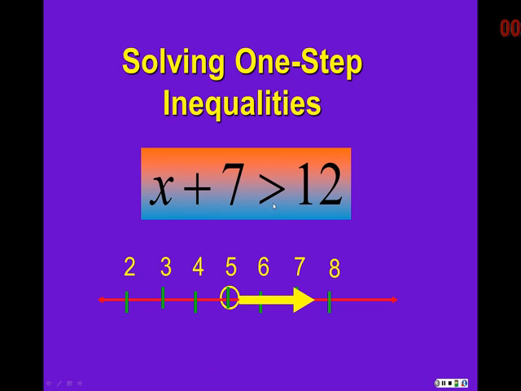Now, you see this symbol here that says x plus 7 greater than 12? This is called an inequality. Remember, we have greater than. What other symbols do we have when we talk about inequalities? Less than, and we also have symbols that are greater than or equal to, or less than or equal to. So greater than, less than, equal to, greater than or equal to, less than or equal to. There's 5 different symbols.